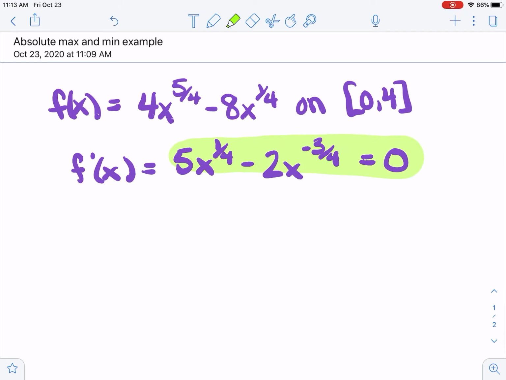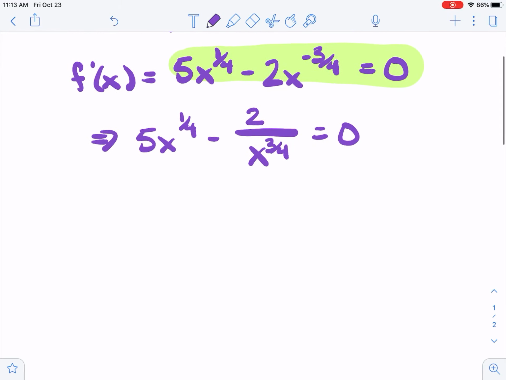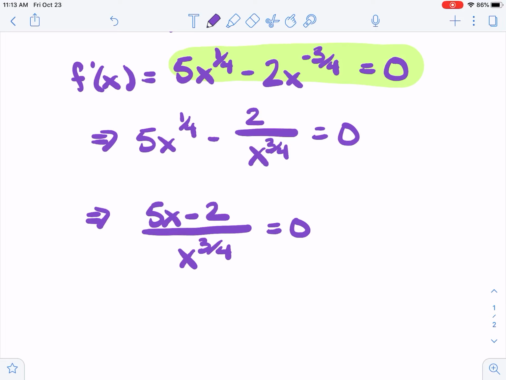So this is our equation. We set that to 0 and solve. That looks like 5x to the 1/4 minus 2 over x to the 3/4 equals 0, when I write the negative exponent as an x to a positive power in the denominator. Now we could use a common denominator here and multiply the left term by x to the 3/4 in the numerator and the denominator. That gives us 5x minus 2 over x to the 3/4 equals 0.